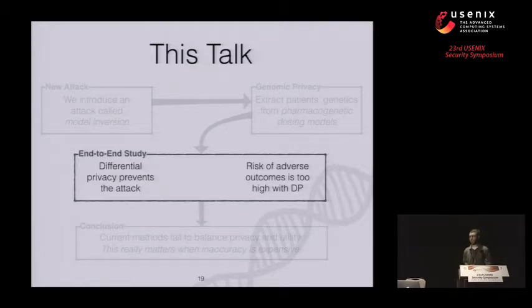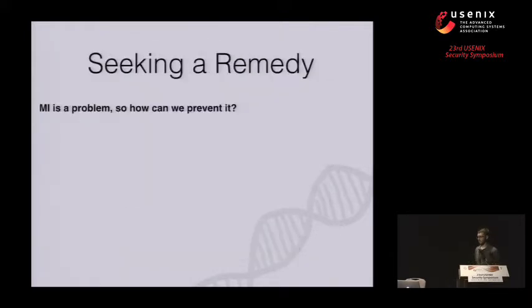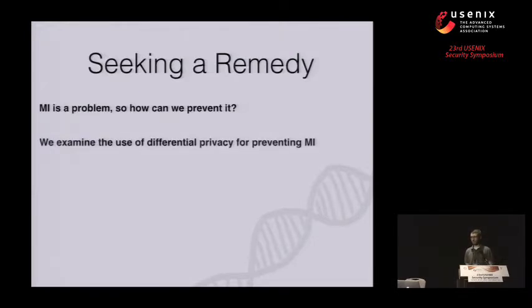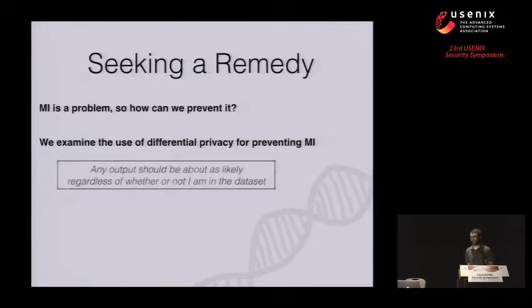Okay, so now we'll talk about countermeasures and this end-to-end study that evaluates how well we can actually do preventing this attack. So I've shown that model inversion is a problem. How can we actually prevent it? We looked at the use of differential privacy for this. And recall, we say that a computation is differentially private if any output that it produces is going to be about as likely, regardless of whether or not any particular individual row is in the input to that computation.